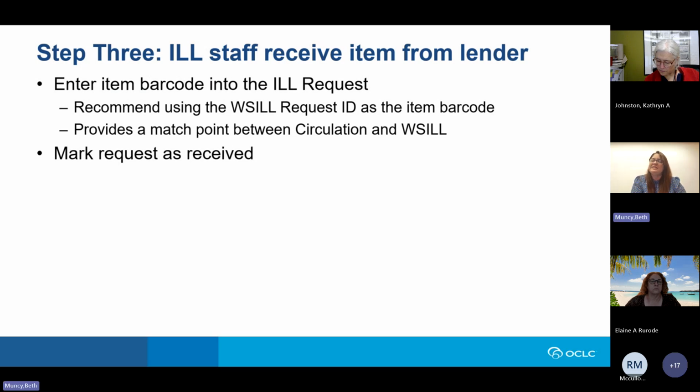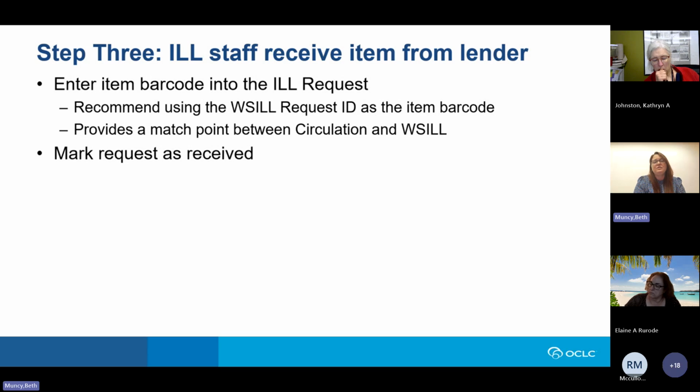Once the item has been received from that lender, you'll enter in the item barcode for the ILL request. Through the integration configuration, it's recommended that you set it up to use the WorldShare ILL request ID as the item barcode. If you do that, it will automatically populate in the barcode box, so you won't have to type that in. This helps provide a match point between circulation and WorldShare ILL. It will create the temporary item in circulation using that ILL request ID as the barcode.